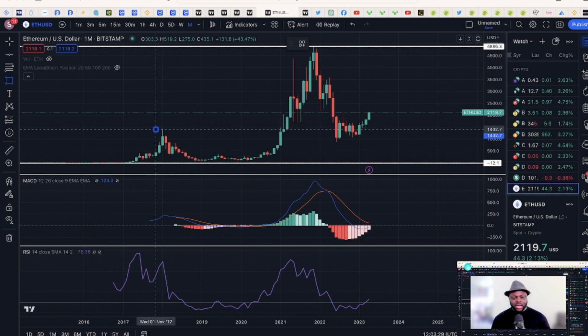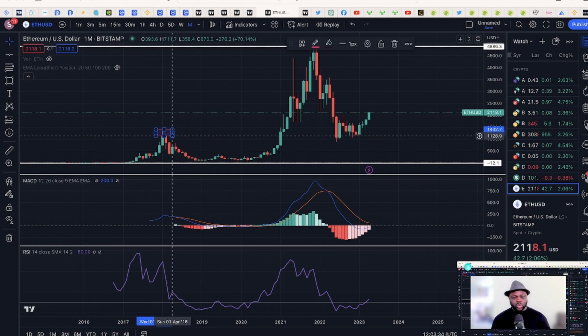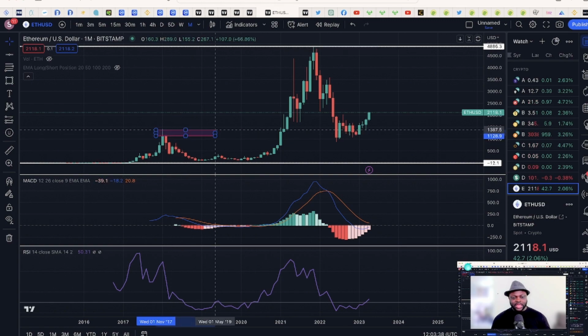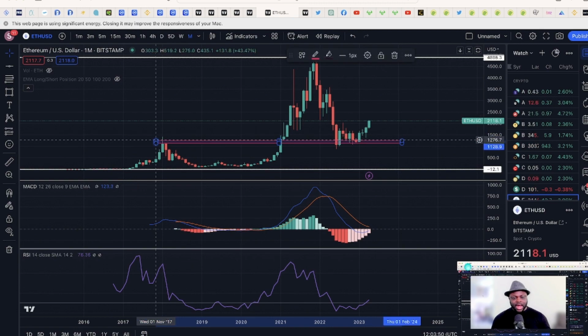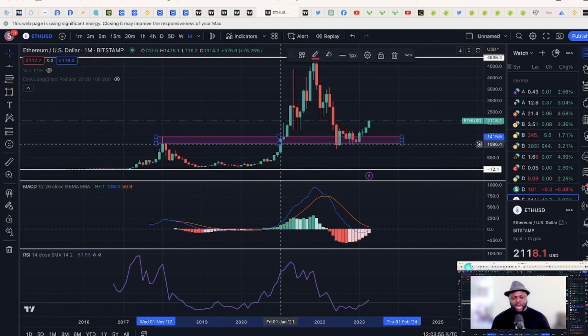This is it here. Now, I'm going to mark this zone here so you can see that Ethereum came to that zone and bounced back towards where it is right now. Let me mark this properly for you to see. You can see here, Ethereum bounced from that level after the all-time high of Ethereum. And now we are seeing Ethereum going back to the upside.